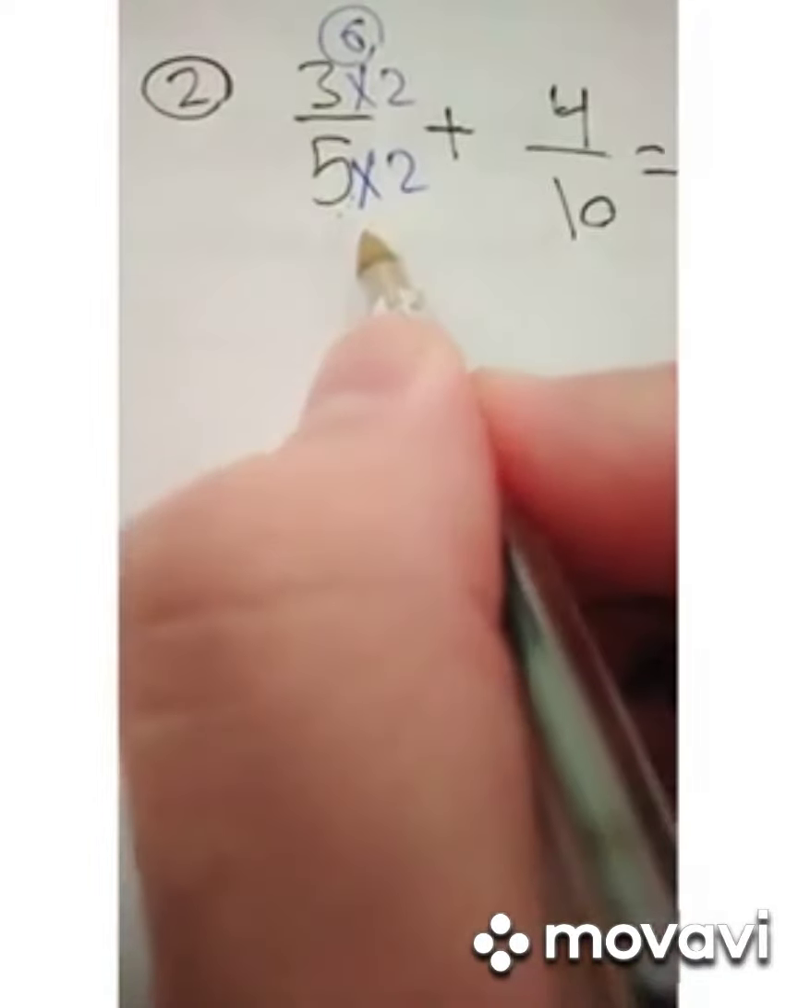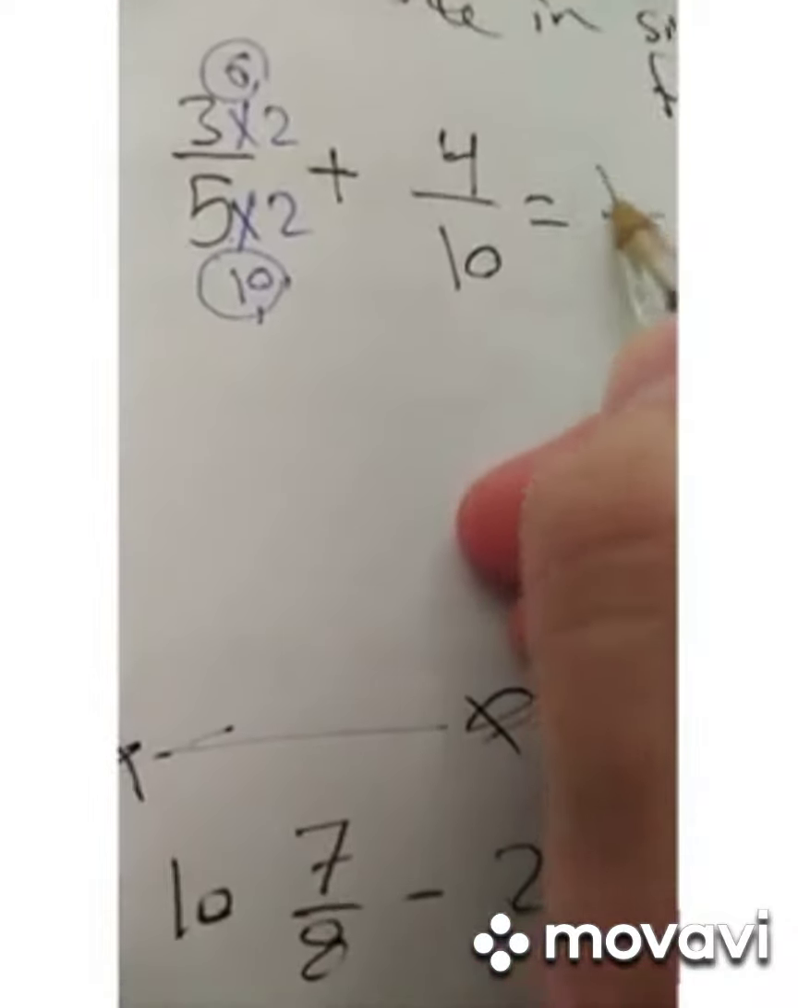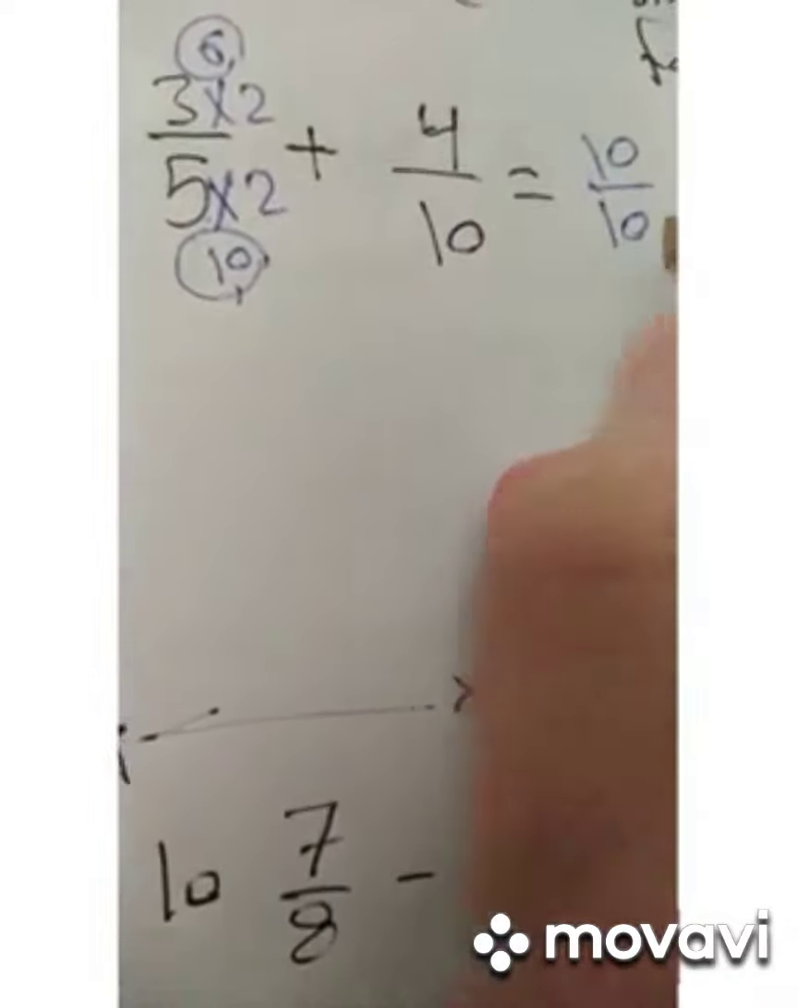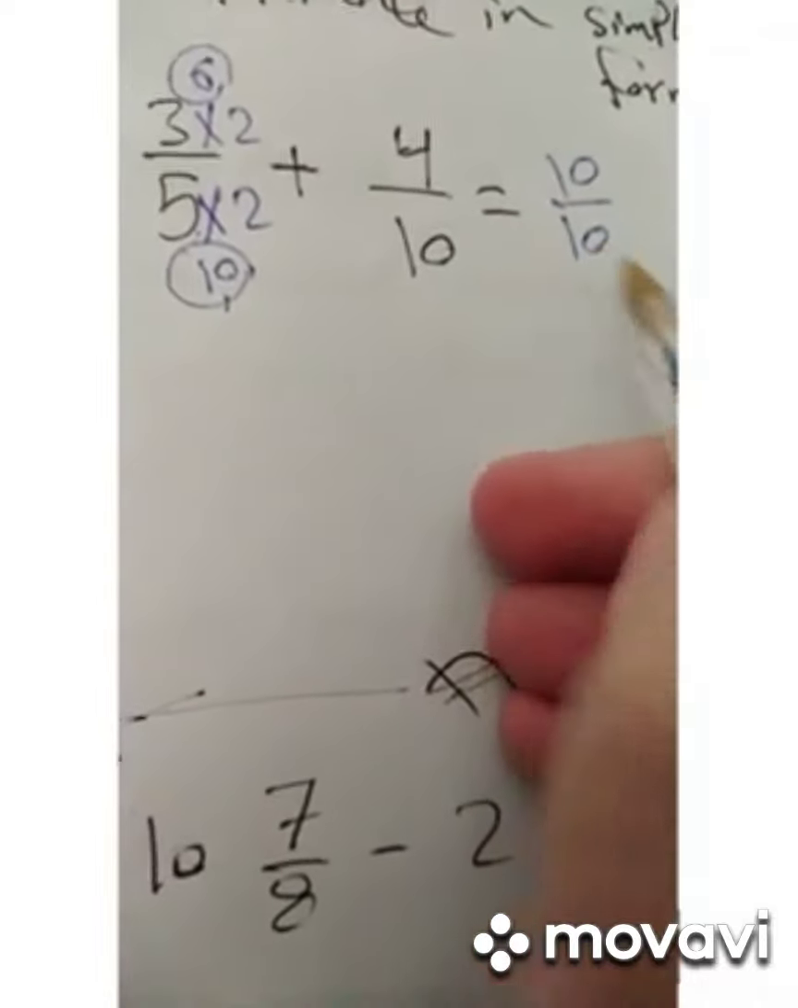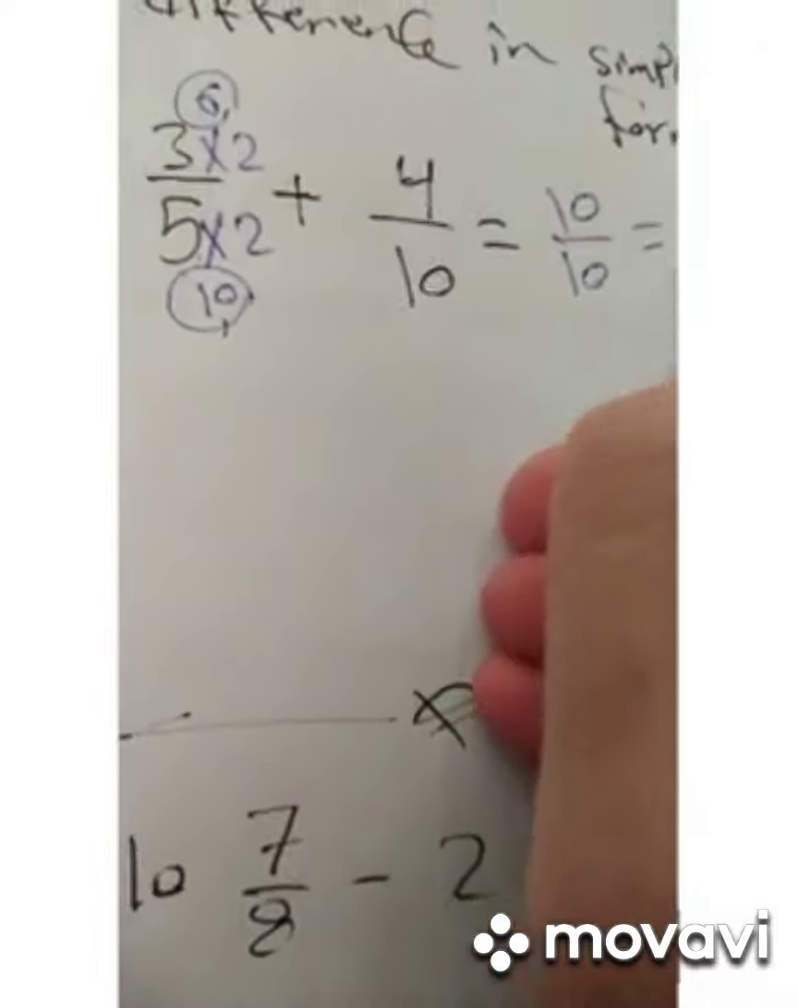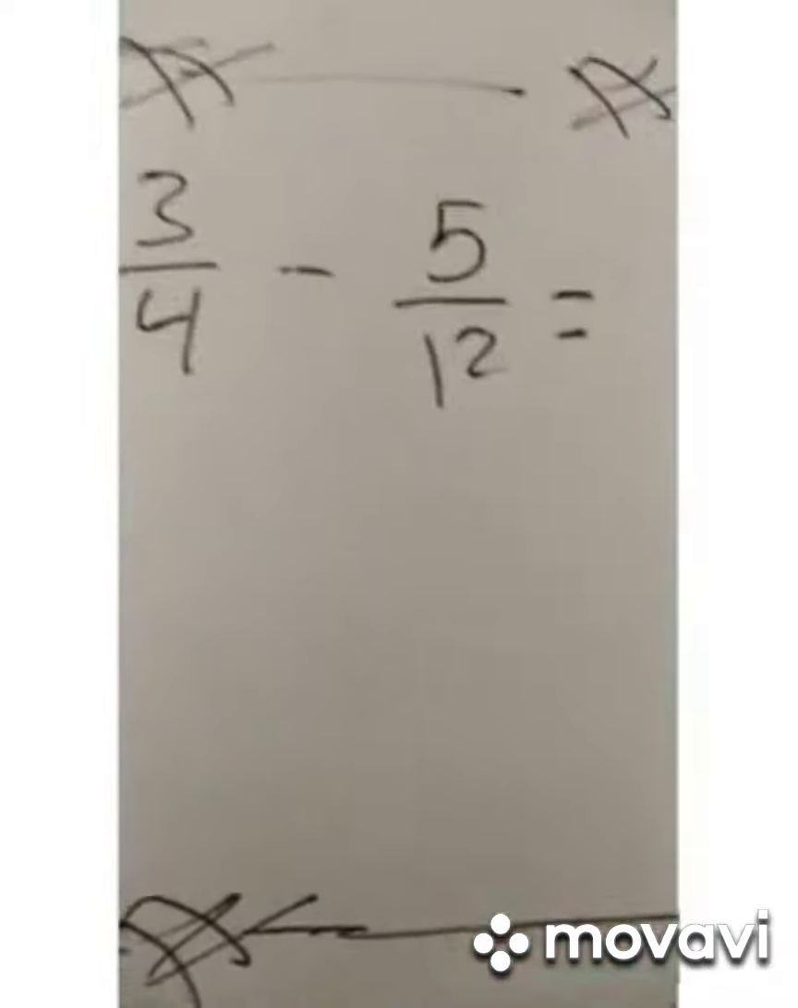3 times 2 equals 6. So numerator now is 6. 5 times 2 equals 10. So our new fraction is 6 over 10. Add now. 6 plus 4 equals 10. The denominator is 10, so put 10. 10 over 10 equals what? Yes, equals 1. Okay. Number 3.